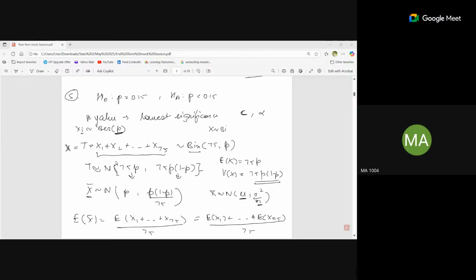Because what is my P here actually? P is detecting the presence of the disease, right? Yes, ma'am. Now the thing is to determine if the new method of screening is superior. So my alternative would be what? My P for detecting should be less than 15%, right? Yes, ma'am.